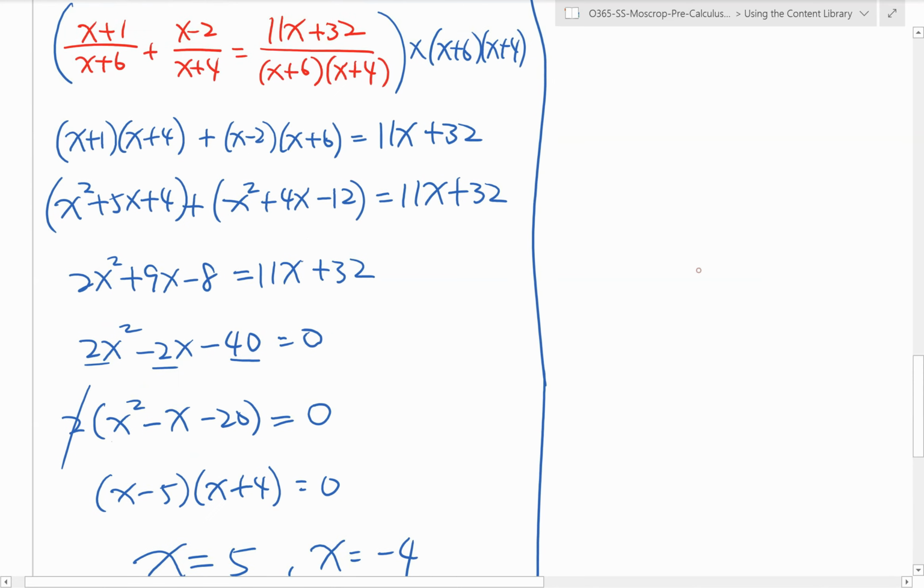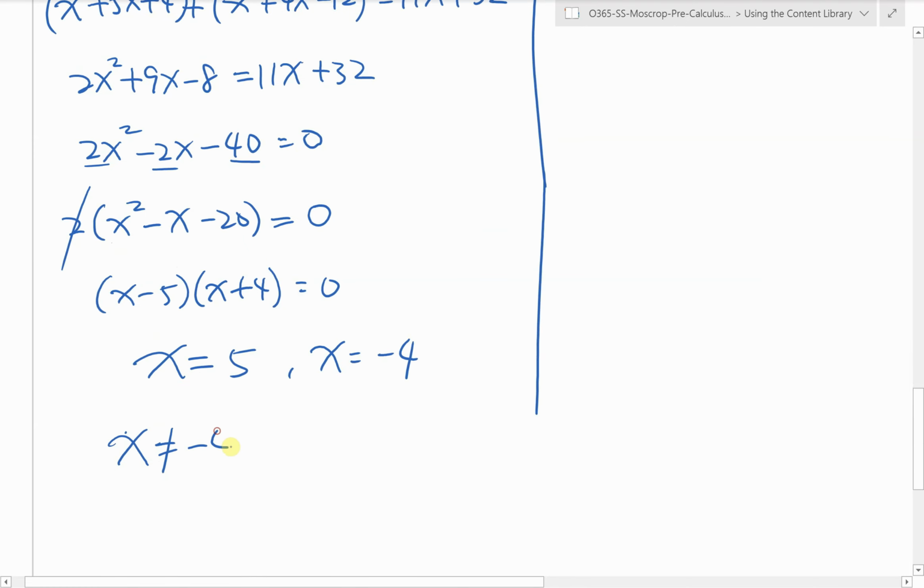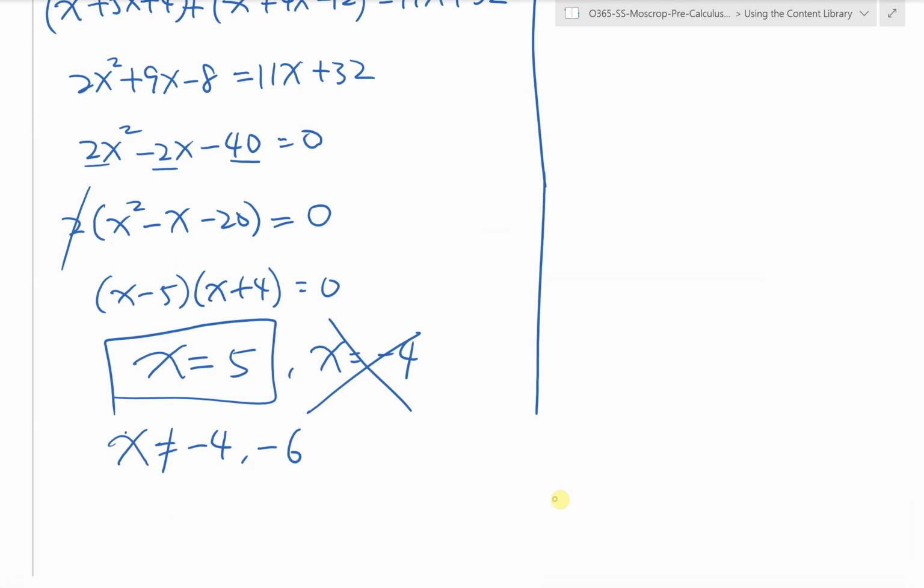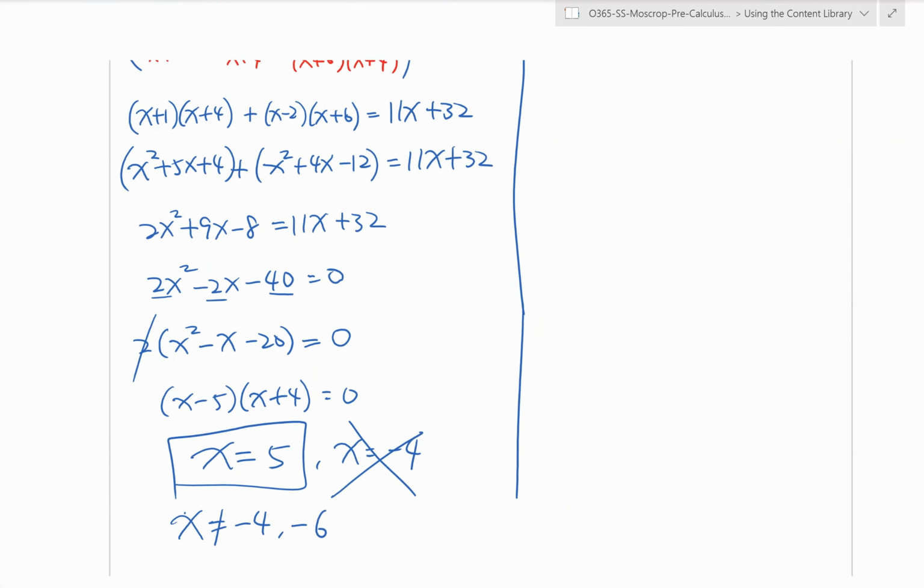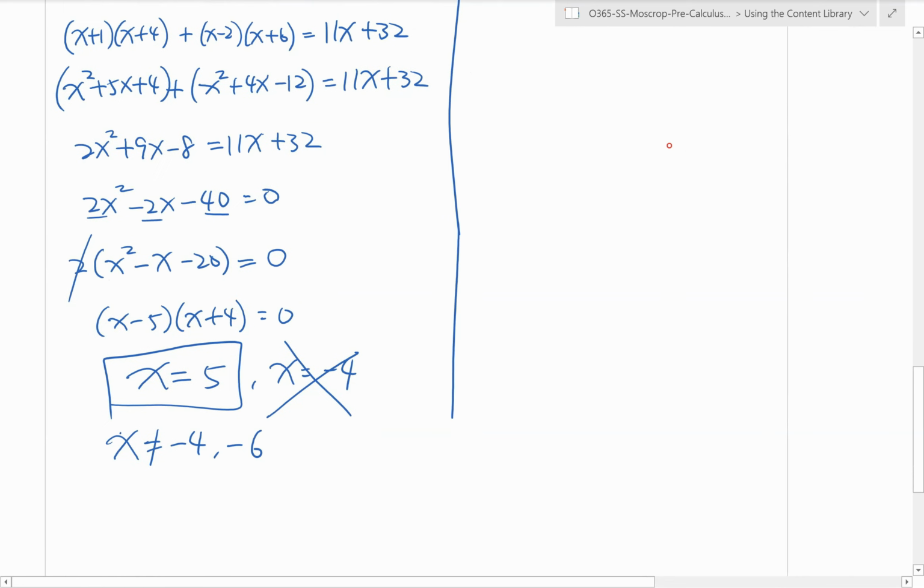In this case, our restrictions would be x cannot equal negative 6, not negative 4, just those two. So x cannot equal negative 4 or negative 6. We have x equals negative 4 as one of the solutions, so you need to cross that one out and say that your only answer would be x equals 5. Okay, so step by step, it's just a little bit long. It's not that bad. It's not even half of a page.